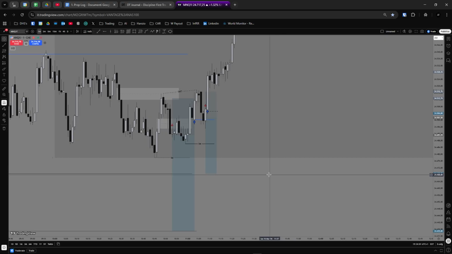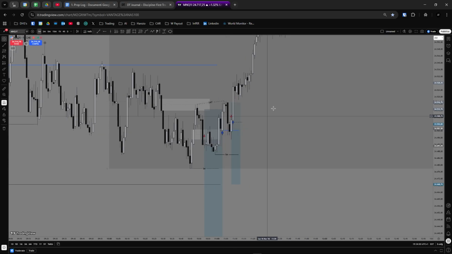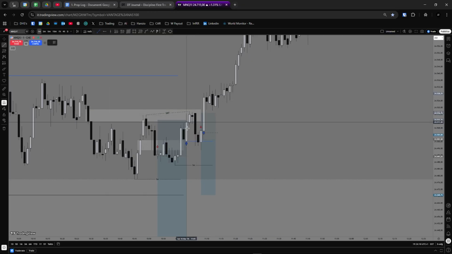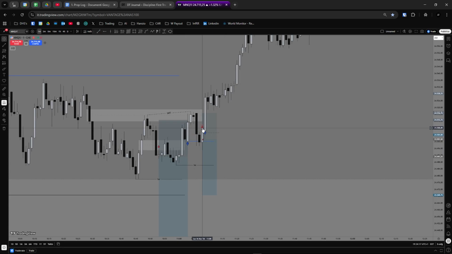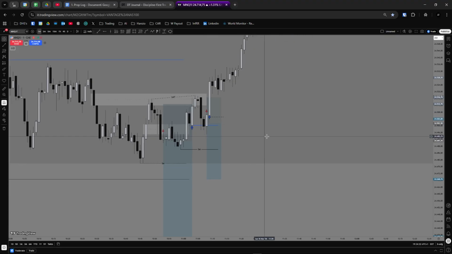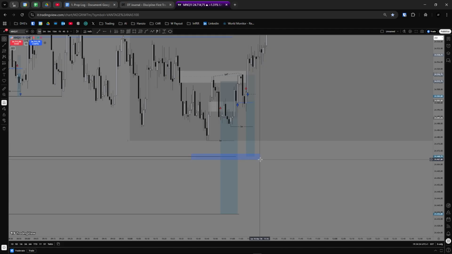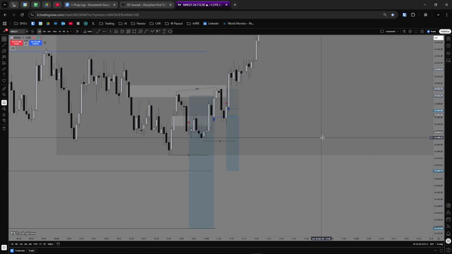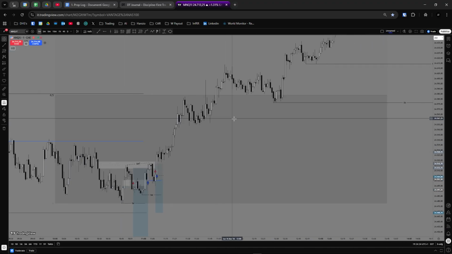Then a couple minutes later, we set this SMT inside a 1 minute, having this displacement closing below the CSD. And what I did, of course I entered here, taking the same target as before, so this one and this one with the break even at the internal low, but yeah, nothing happened. So I took a break even on this one.